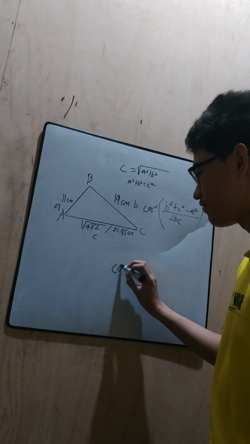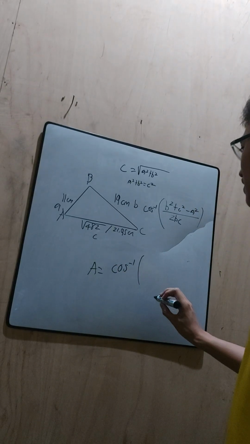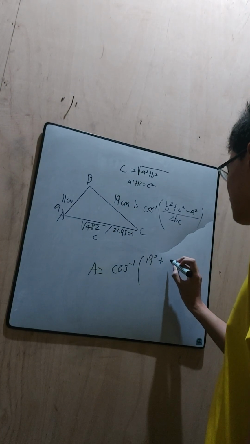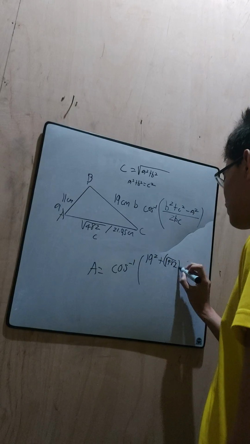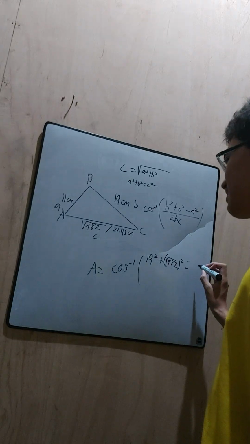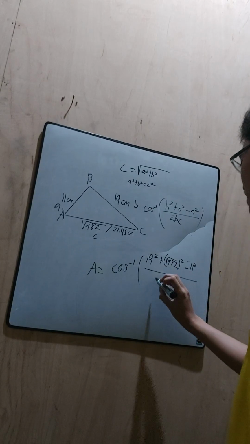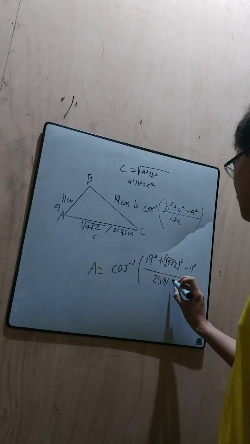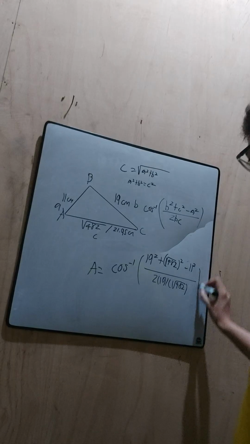Okay, so our angle A will be inverse cosine of, our b is 19, so 19 squared plus square root of 482 squared, so that's 482, but we're going to write it anyway as it is, minus 11 squared, and then 2 times 19 times square root of 482. All right, so now that's our formula, right?